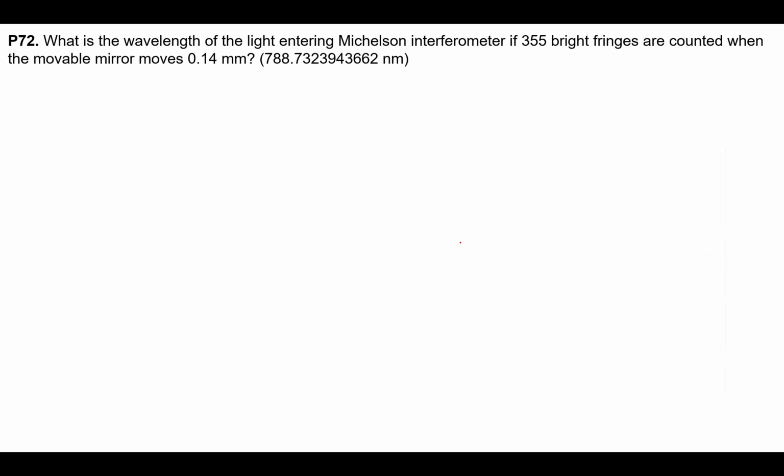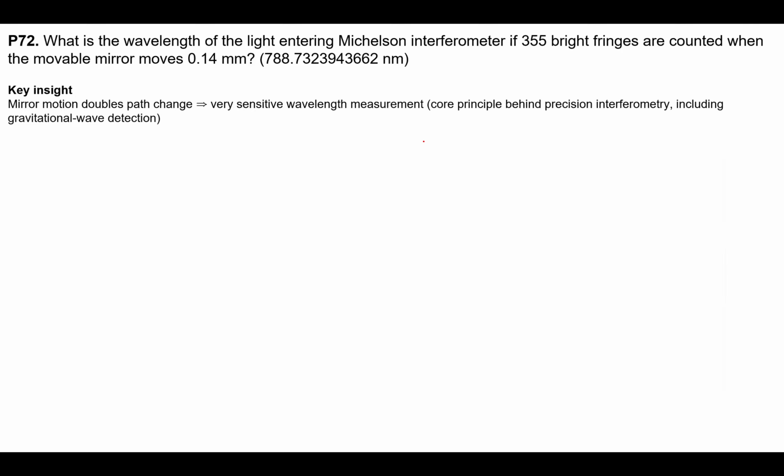What is the wavelength of the light entering a Michelson interferometer if 355 bright fringes are counted when the movable mirror moves 0.14 millimeters? Okay, so mirror motion doubles the path change.